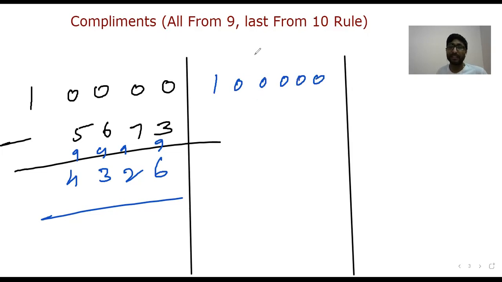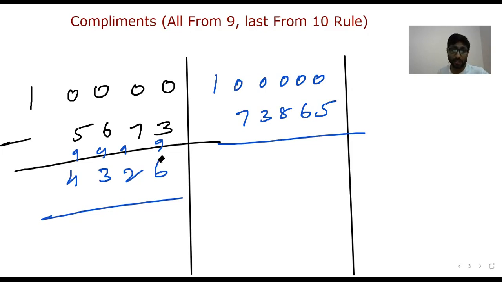Okay, I'll talk about 1 lakh minus 73,865. Can you tell me the answer in one step, without applying borrowing? Look here now. All from 9, last from 10.